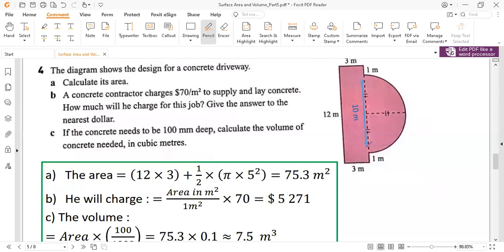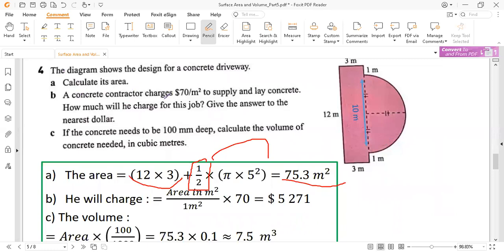This rectangular one has a length equal to 12, because we have a 10, and we have a width of 3, so we can multiply them to obtain the area of the rectangular shape. And for the semicircle, we take pi r squared and multiply it by a half, or divide it by 2, to obtain the area of the shape: 75.3 meters squared, approximated to 1 decimal place.